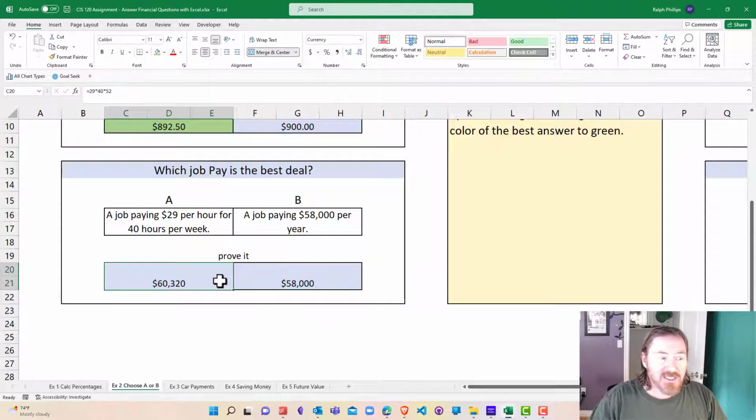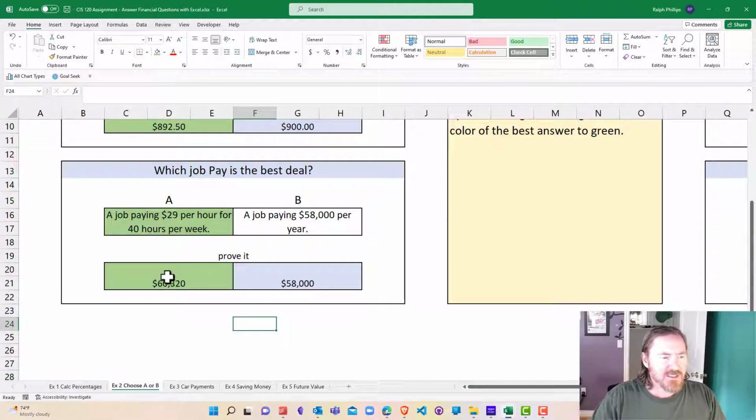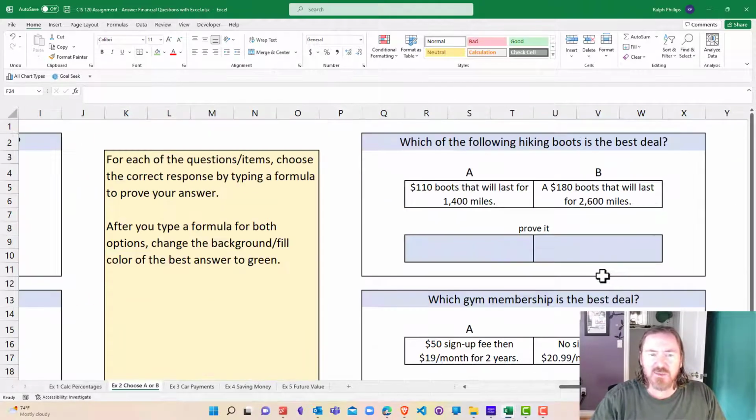Cool, so now we can see, all things being equal, the job that's paying $29 an hour is the better job to go for if we're only basing this particular decision on the salary. So again, I'm going to select both of these cells, Control-click, and I'm going to change the background to green to show that that's the one that I'm going to go for. Let's scroll over to the right and see what we've got in store.